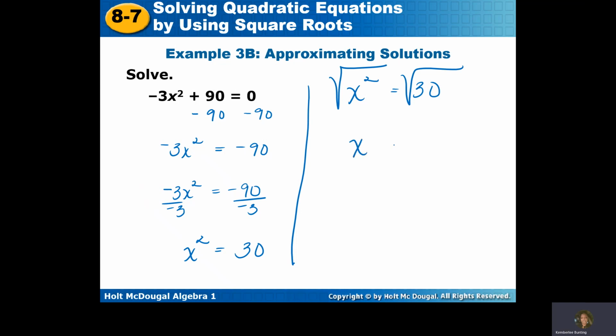And I get that x equals what? Does the square root of 30 break down any further? I don't think it does. It sure doesn't. So guess what my answer is? Plus or minus root 30. That's it.